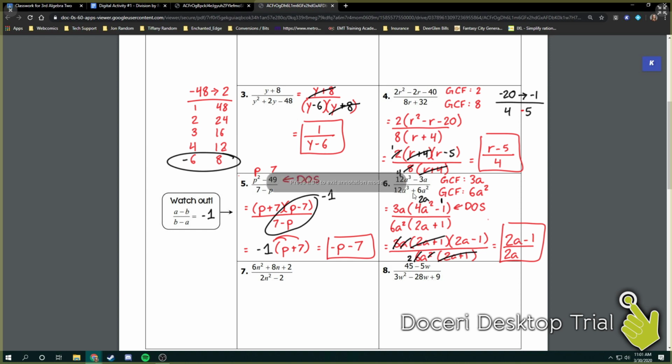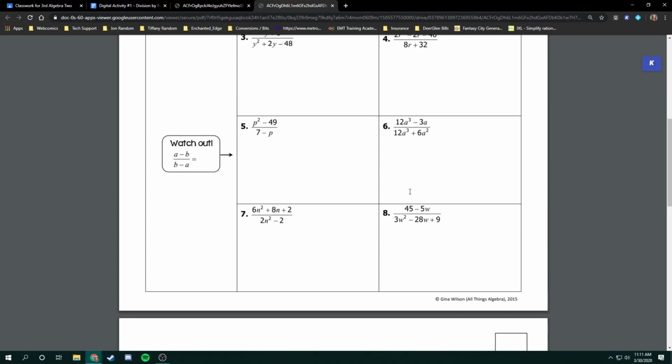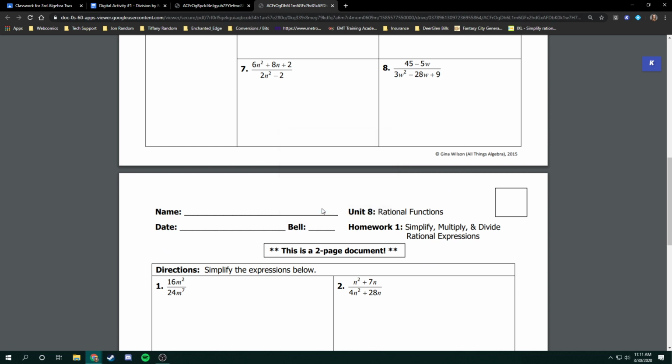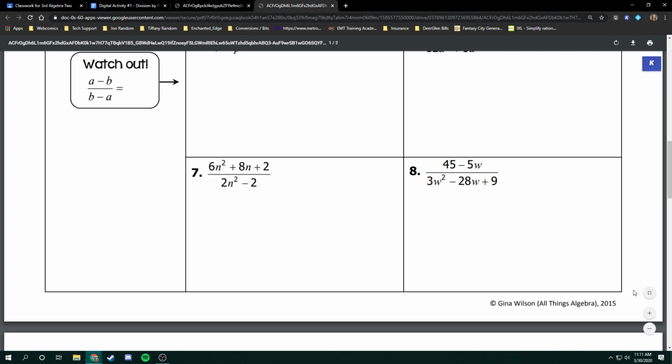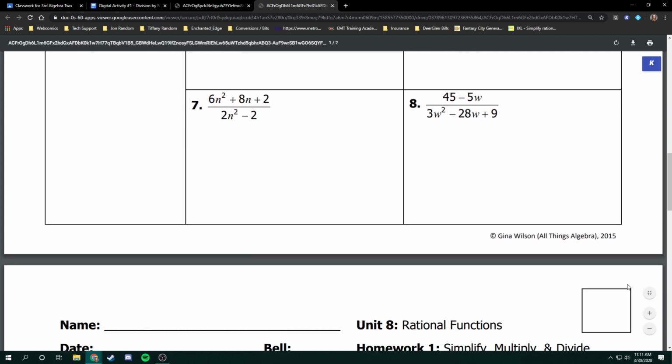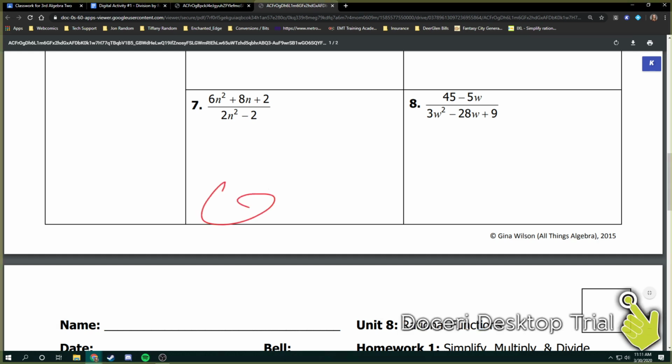Alright, last two. I'm going to clear the board and move the screen up. Should have done that a long time ago. Pencil was being silly again. Should be good.